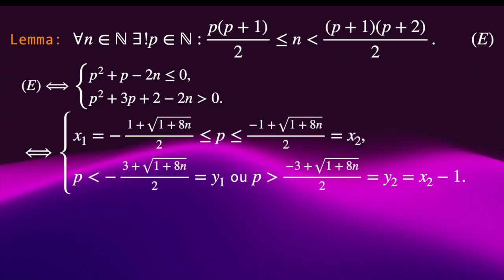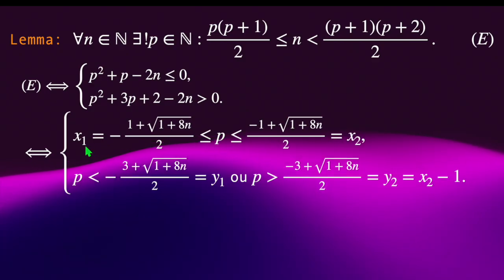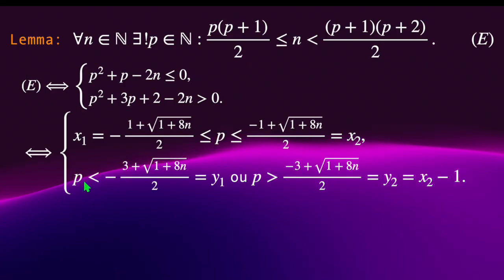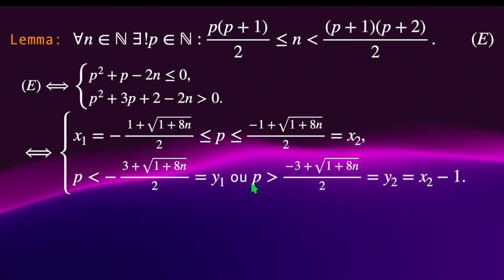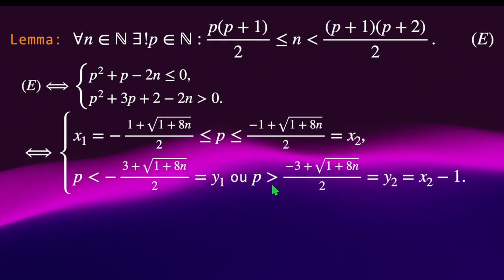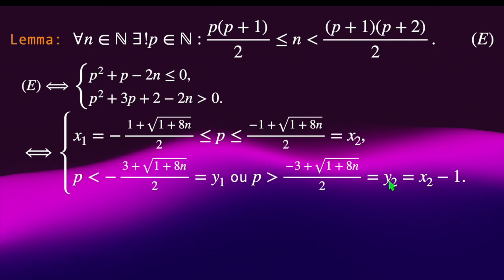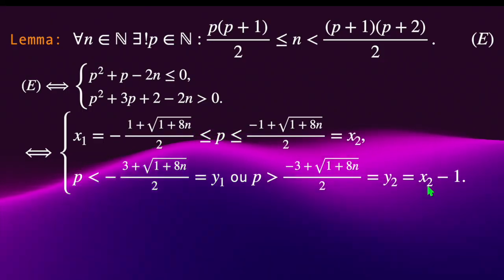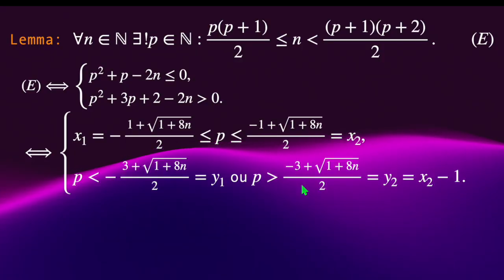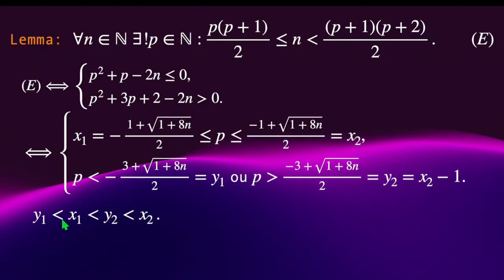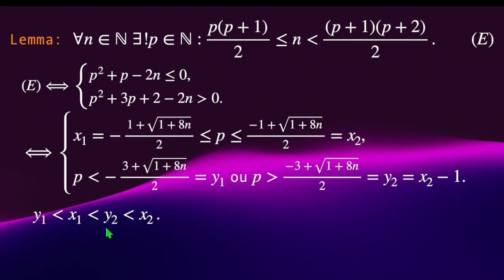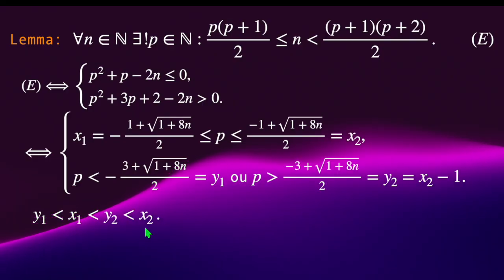So now we can give the condition on p to satisfy these two inequalities. So p must be between x1 and x2, and p is less than y1, or p is bigger than y2. And we remark here that y2 is equal to x2 minus 1, and we have that y1 is less than x1, less than y2, less than x2.